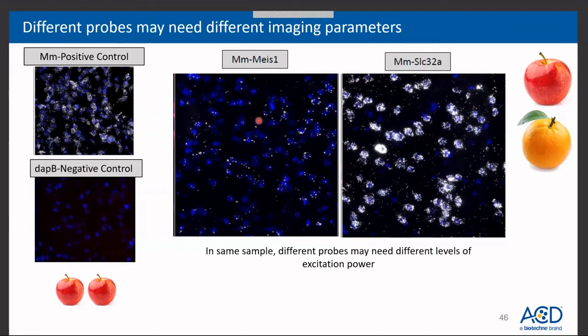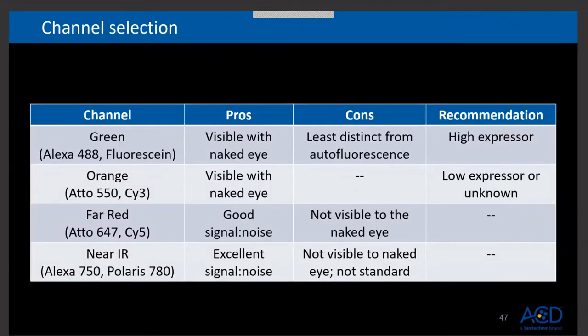However, if you image the MEIS1 slide with the SLC slide with the same excitation power you use to image this slide, this now would probably be very highly overexposed. So there is some optimization that you can do depending on the probe level of signal that you're seeing based on the gene expression, the real biology of these targets.